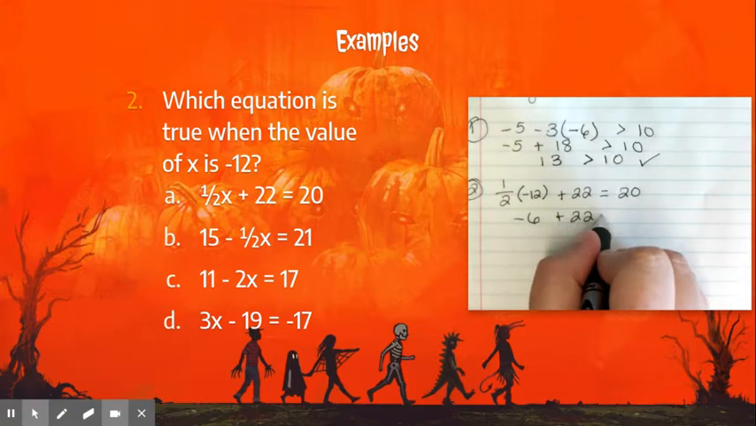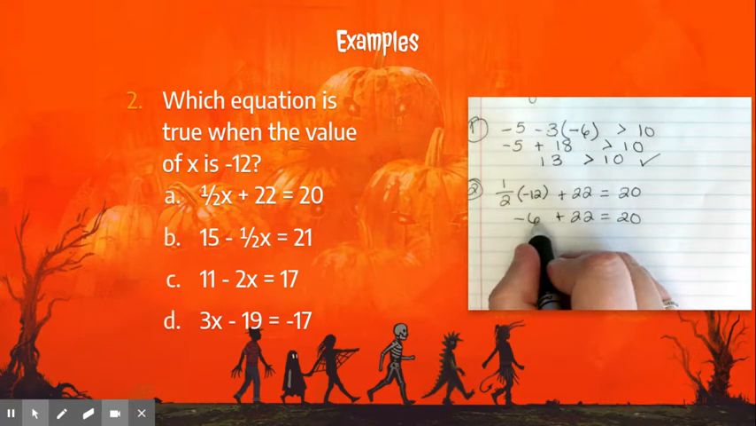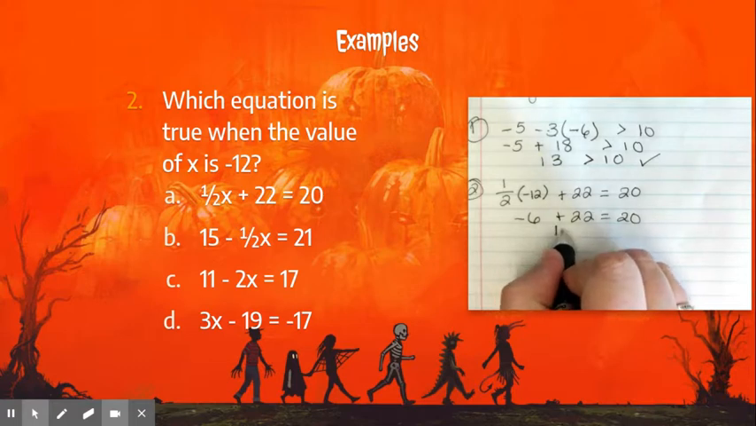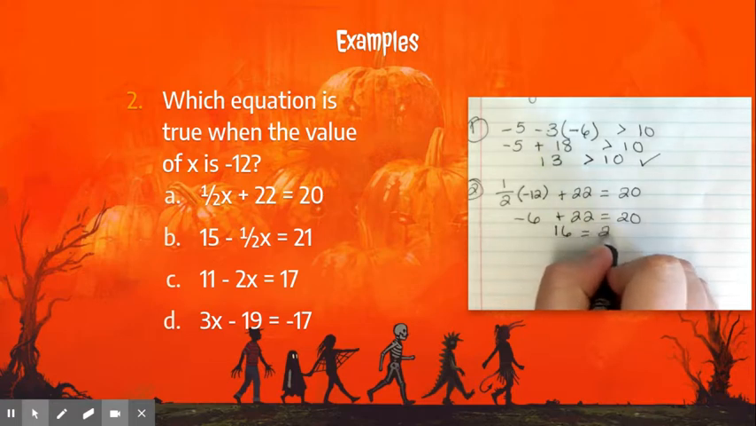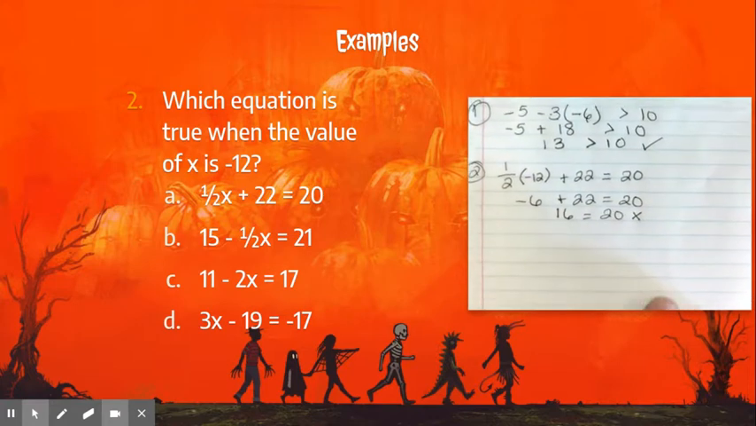Plus 22 equals 20. Okay, 22 plus a -6, that means we subtract them. 22 minus 6 gives me 16 equals 20. Does 16 equal 20? No, so we know it's not that one. So we're going to move on to B.